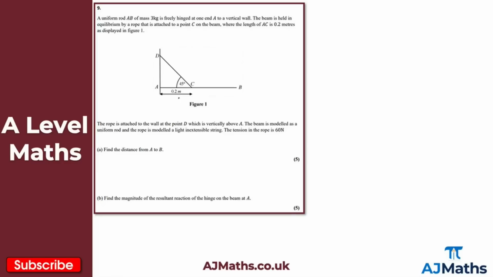So for the first part, part A, we have to find the distance from A to B. So how do we do this? The very first thing that I do is label this diagram and add the extra forces that we know. This is a uniform rod AB of mass 3 kilograms. So exactly halfway along this rod, that would be the center of mass. I can't get it exact, but let's say it's roughly here. That would be 3g, since it's 3 kilograms.